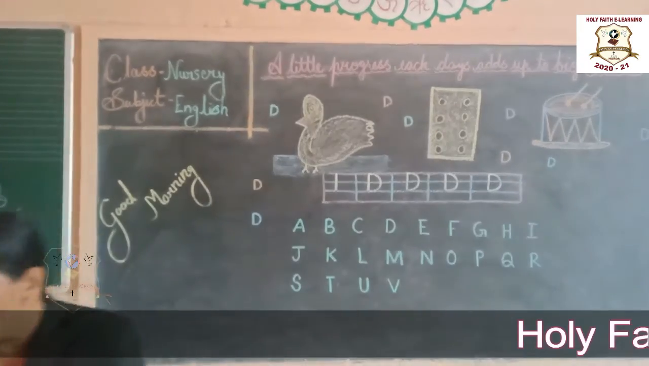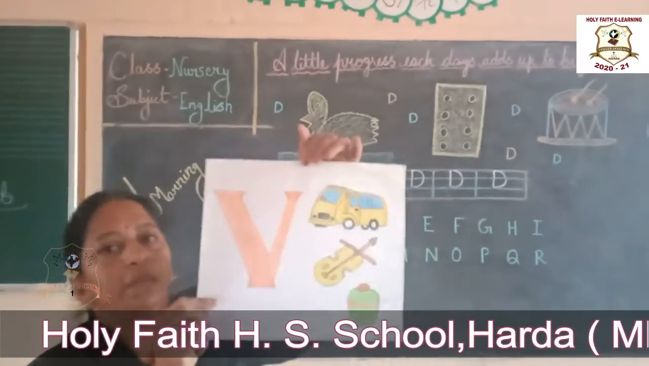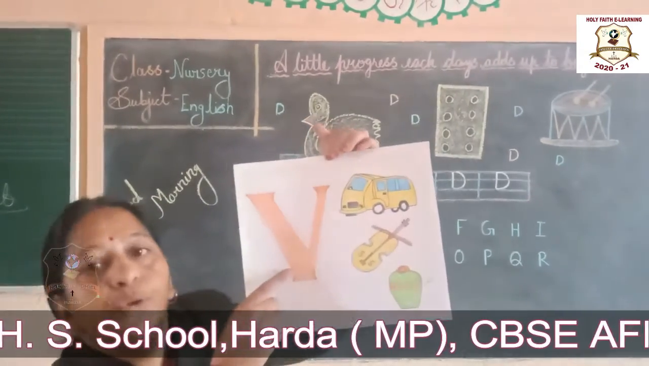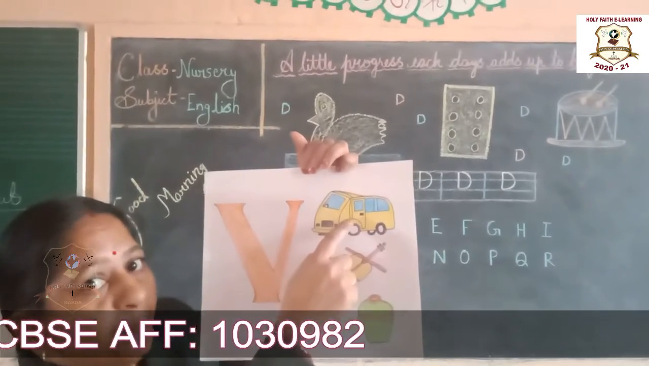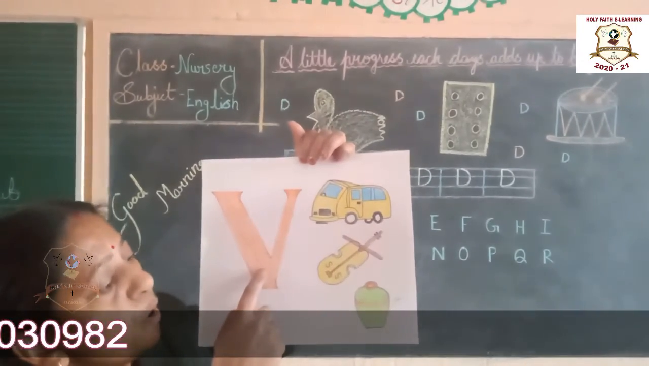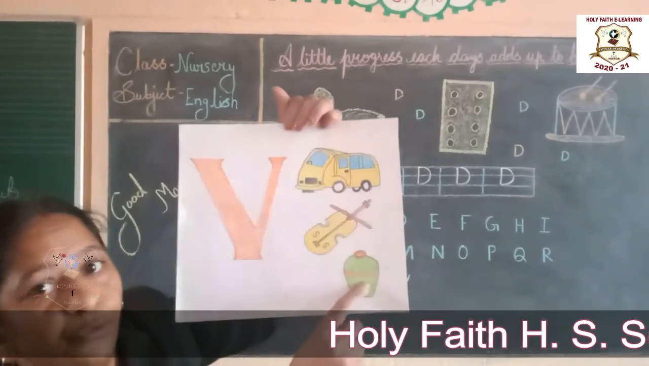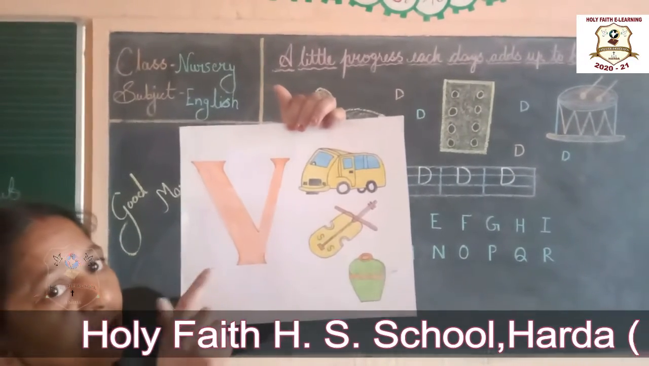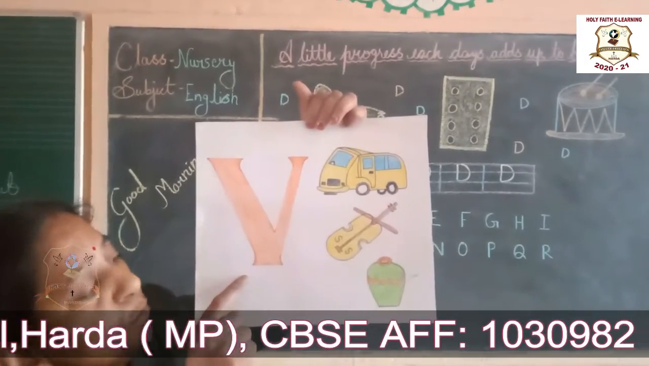Okay. Look here. This is letter V. Which letter is this? V. V for van. V for violin. V for vase. And the sound of V is V.